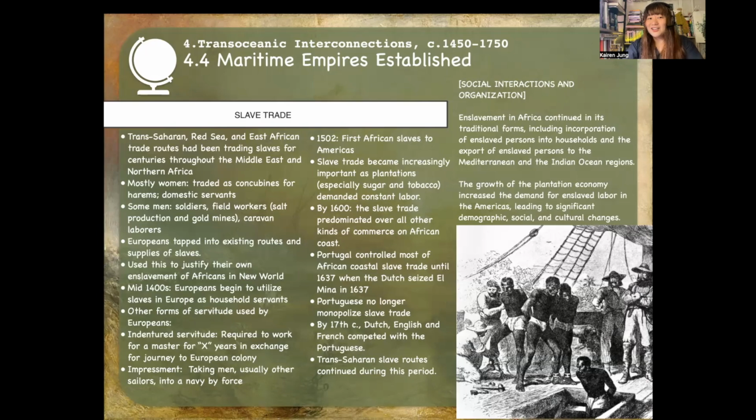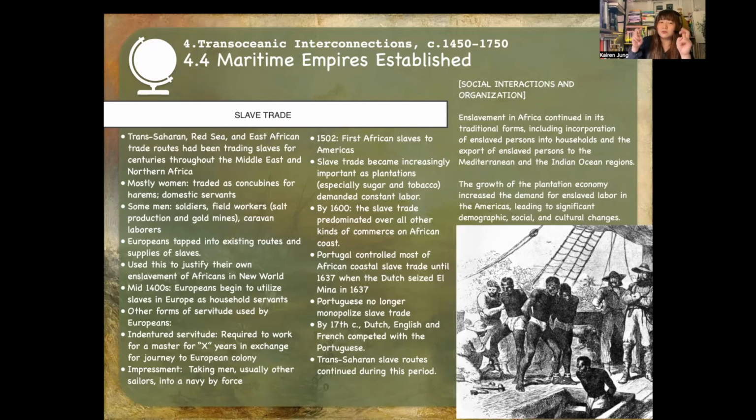The Trans-Saharan, Red Sea, and East African trade routes had been trading slaves for centuries throughout the Middle East and Northern Africa, but most of them were women. So the really important difference is that these women were usually traded as concubines for harems or domestic servants. Men were usually soldiers or field workers for salt production, gold mines, and caravan laborers. But the Europeans tapped into existing routes and supplies of slaves, and mostly started importing men, male slaves, to the New World, quote unquote.